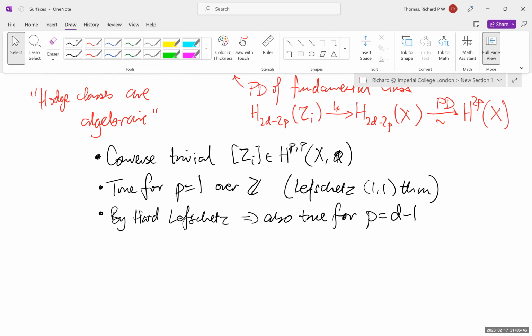Then when p is d minus 1, that's curves. We're trying to produce curves. And the way we do that is very easy.